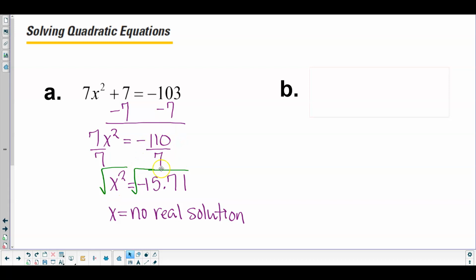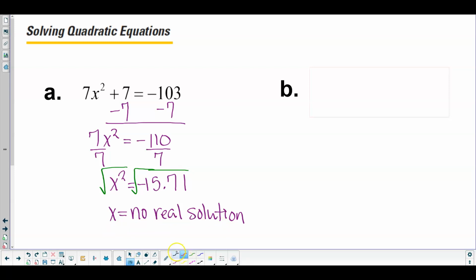The problem is here I get a negative 110 divided by 7. If I put that in my calculator, I get a negative 15.71, yada, yada, yada. There's some more stuff here, actually. But if I take the square root of that number, my calculator is going to say error. And the reason it's saying error is because you have a negative number underneath the square root. And so that is not a real solution, which is why you can see they wrote no real solution here.